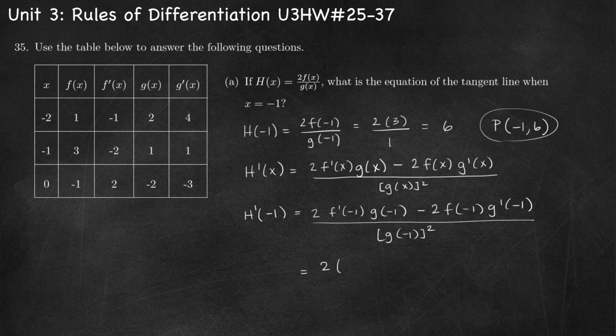Okay, so 2 times f prime of negative 1 is negative 2, times g of negative 1, g of negative 1 is 1, minus 2 times f of negative 1 is 3, times g prime of negative 1, g prime of negative 1 is 1, over g of negative 1 is 1, so 1 squared, that's easy. So simplifying on the top, we have negative 4 minus 6 is negative 10 over 1 is just negative 10.